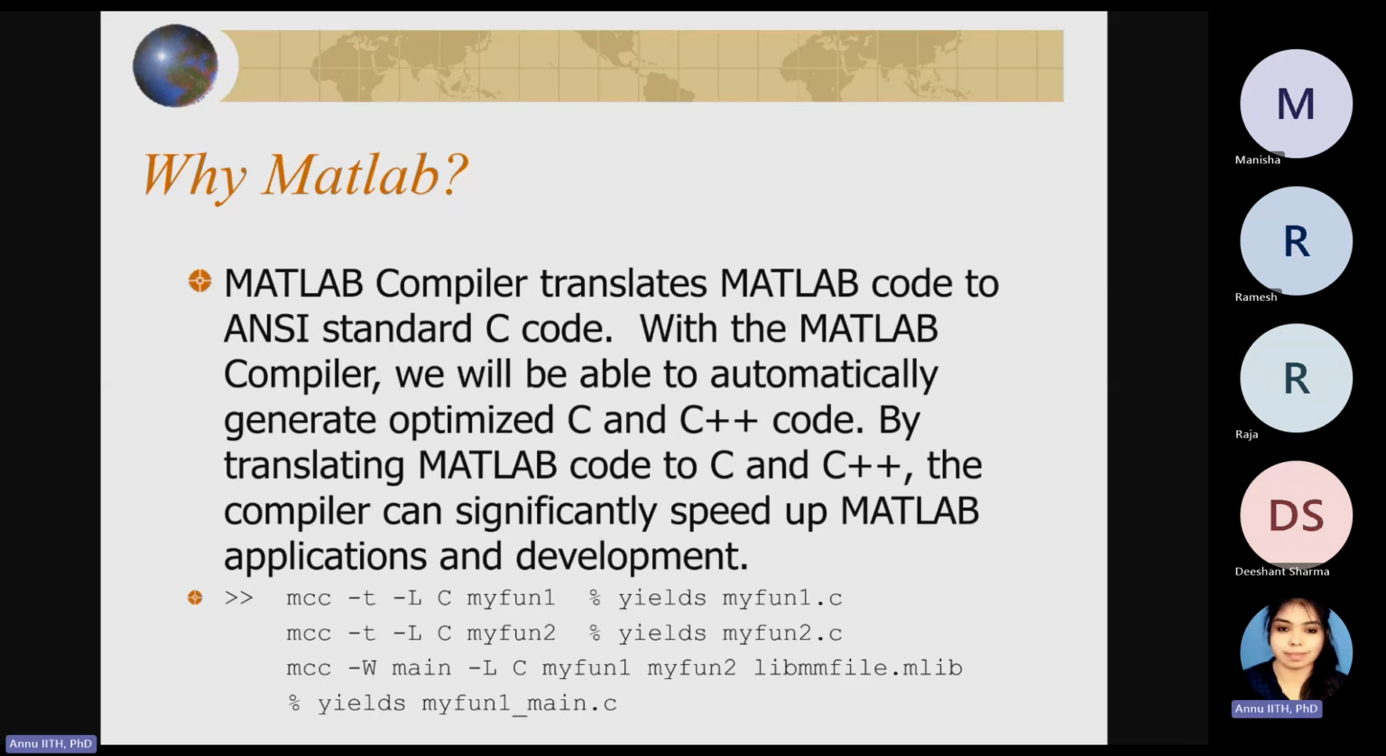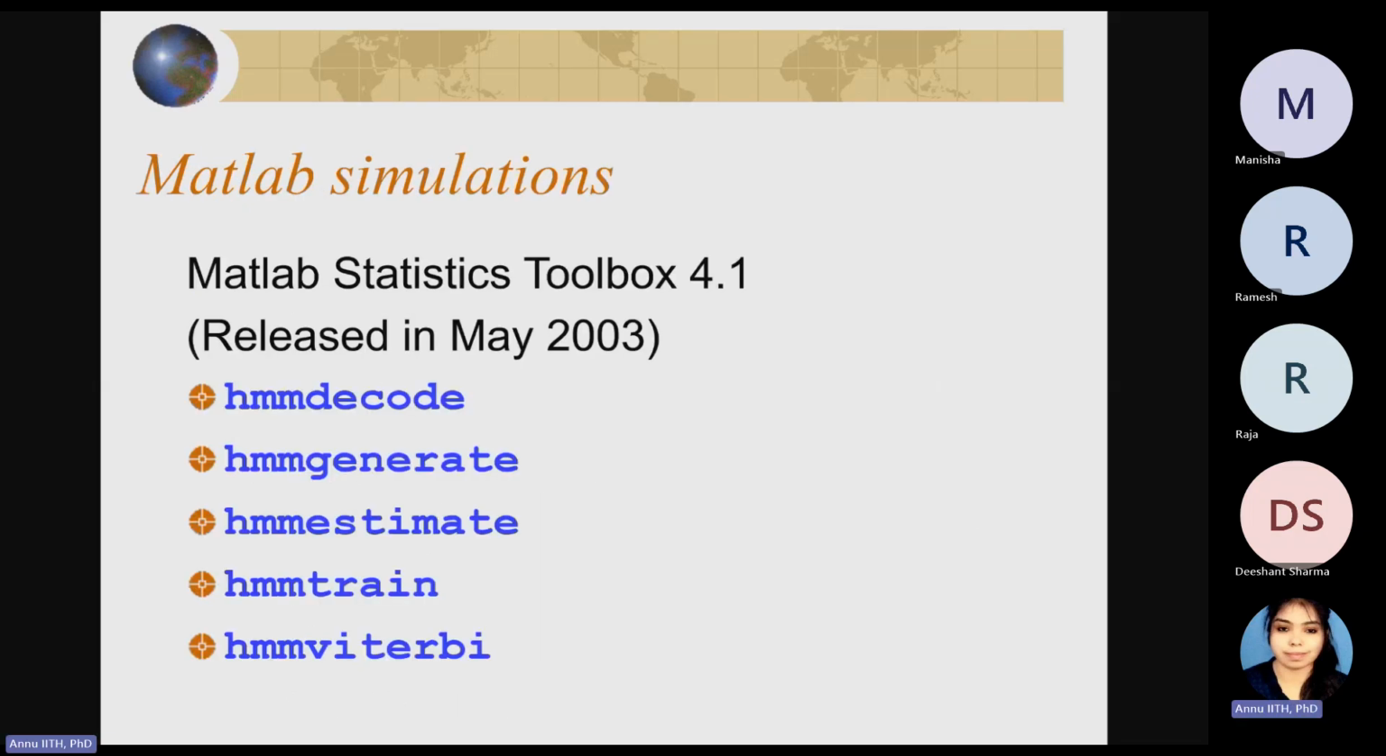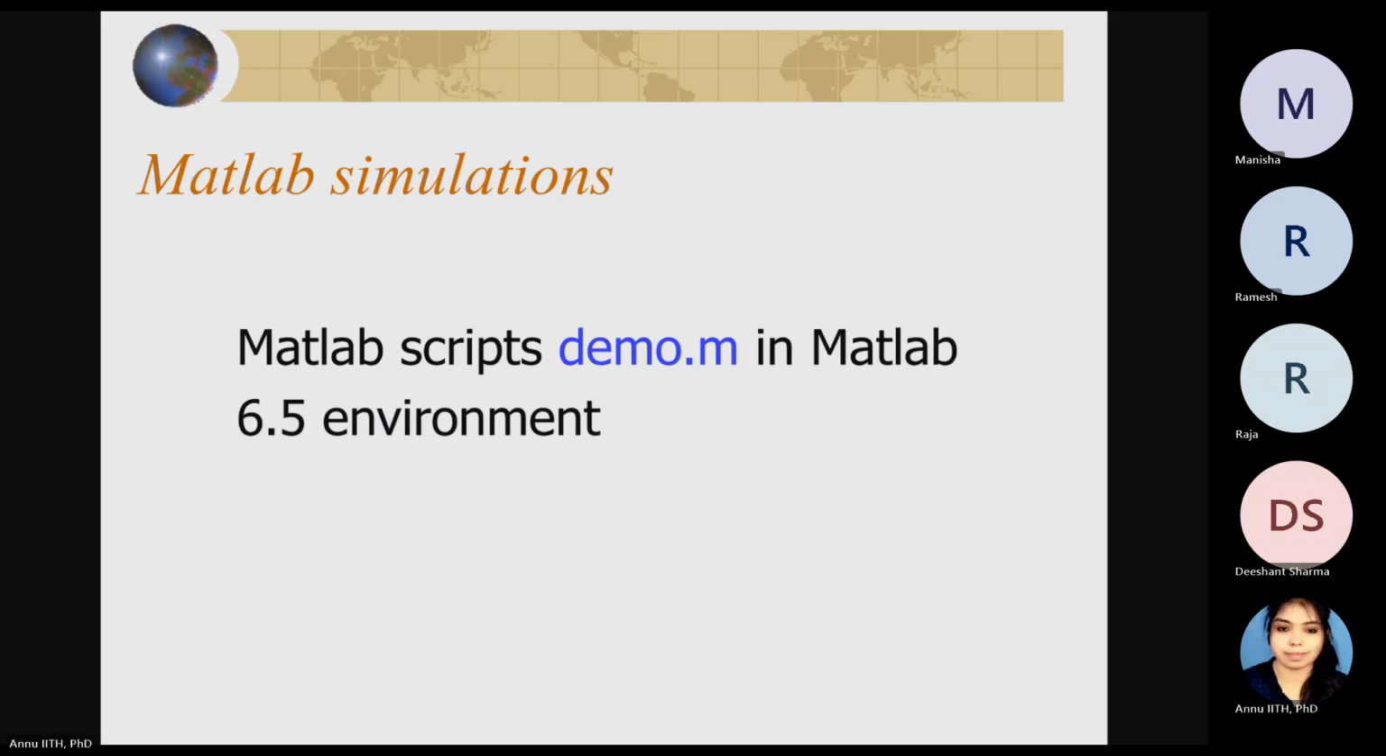So if you want to run main over this my function one, this third command is for that. MATLAB statistics also we have: hidden Markov model decode, hidden Markov model generate, hidden Markov model estimate, hidden Markov model train, hidden Markov model Viterbi. So MATLAB runs demo.m in the MATLAB 6.5 environment.